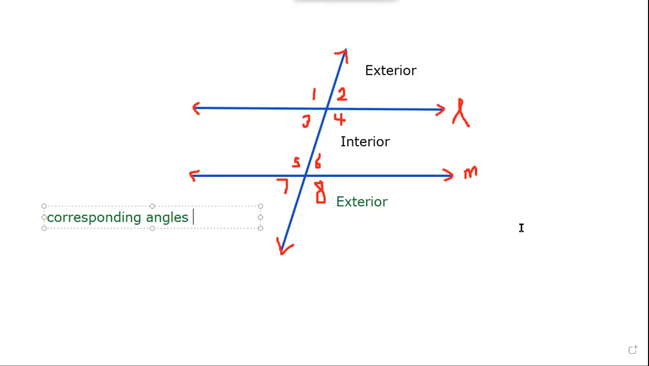What did you say? Angle 2 and angle 6? Yes, angle 2 and angle what? And angle 6. Okay, what else? Could you please tell me another pair which are corresponding? Adam, could you please tell me two angles which will be corresponding.